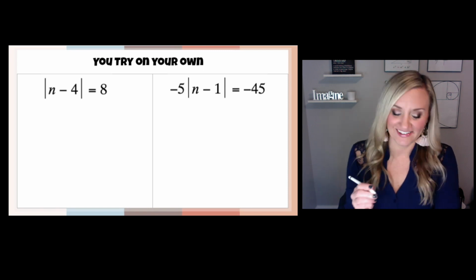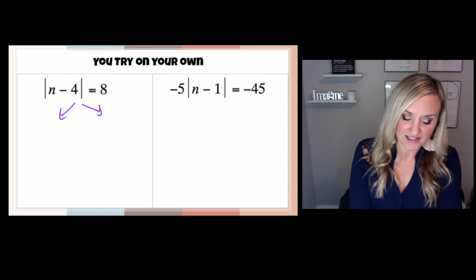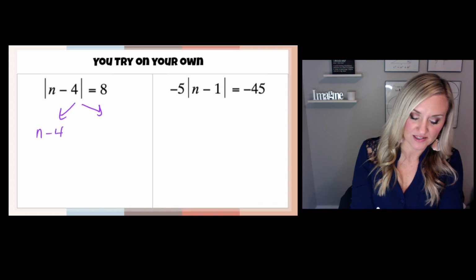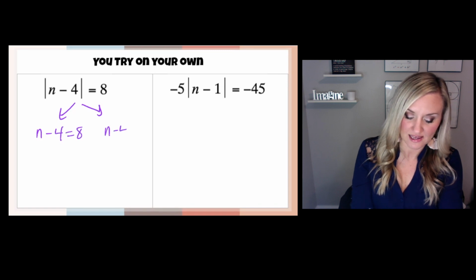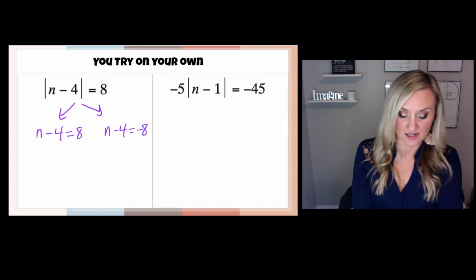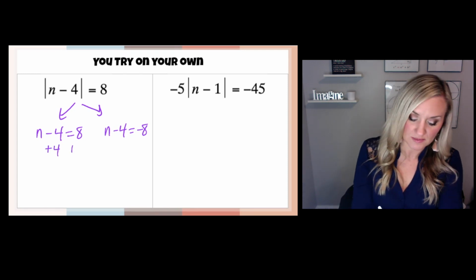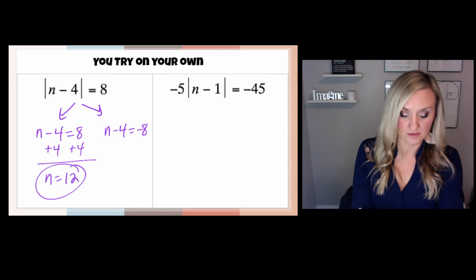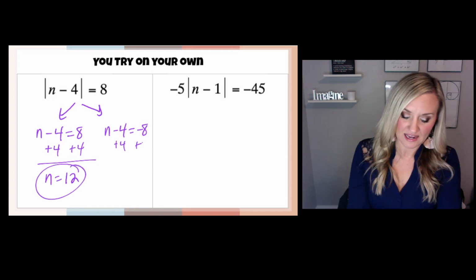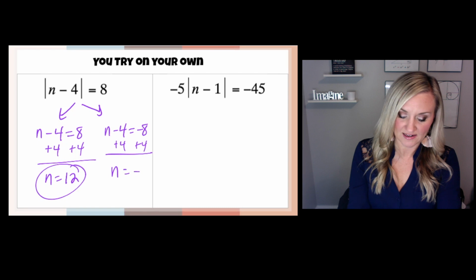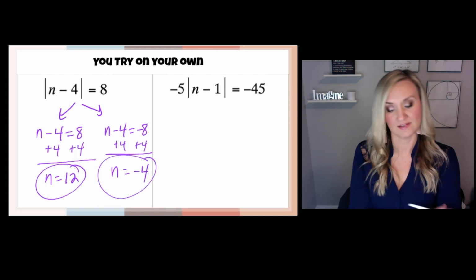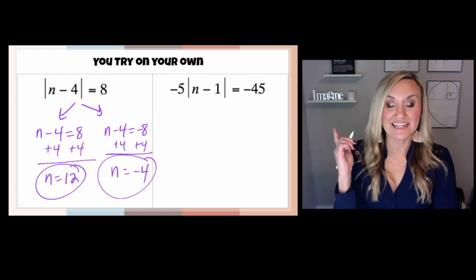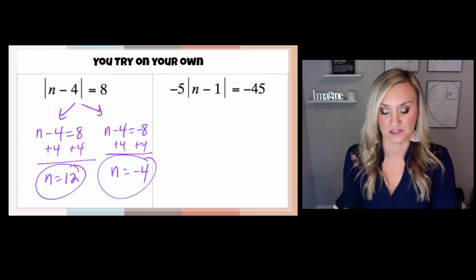Okay, here we go. How'd you do? So I noticed that the first one is isolated all by itself, so I'm going to separate it into two separate equations right away. So n minus 4 equals 8, and n minus 4 equals a negative 8. Then I'll just solve them individually. I'm going to add my 4 to each side, and n is 12. And then I'm going to add 4 to the other side here, and n can be a negative 4.